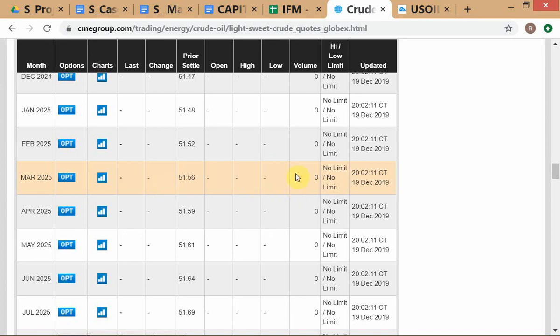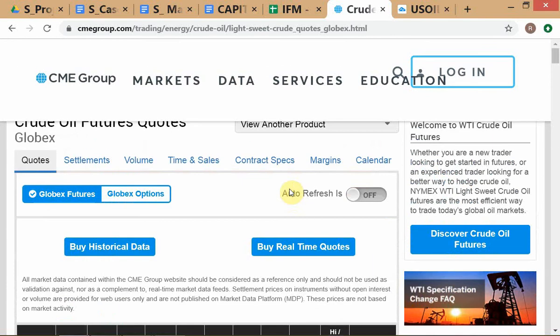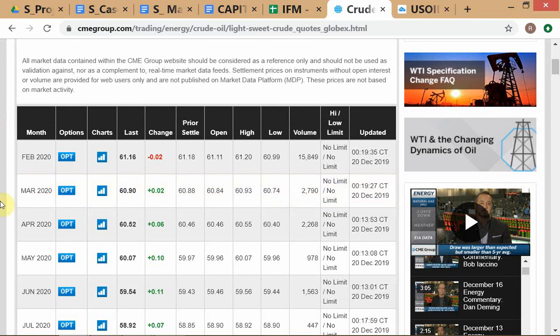So one of the things you notice is that there's not much volume in the far contracts. Of course, this is not a good time to look at it. You have to really look at it in US time because this is a US contract. But even there you'll see that 2025 contract volume is not going to be as high as your Feb 2020 volume. Are you following?